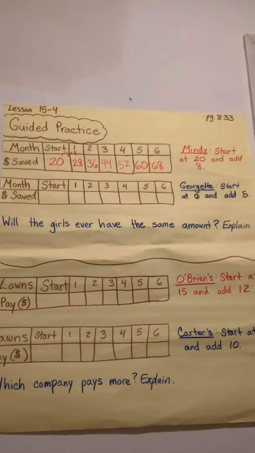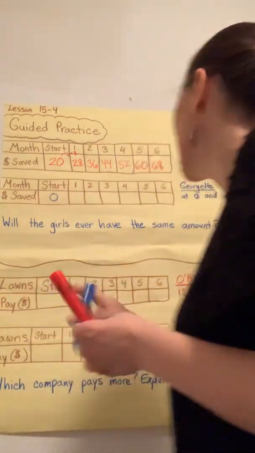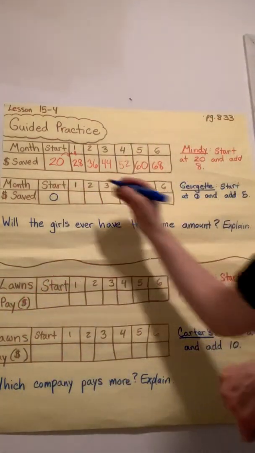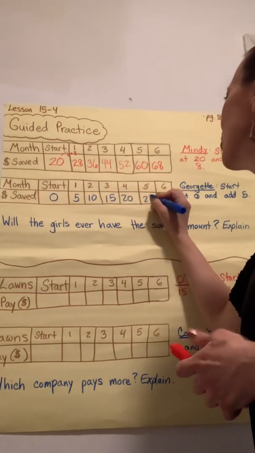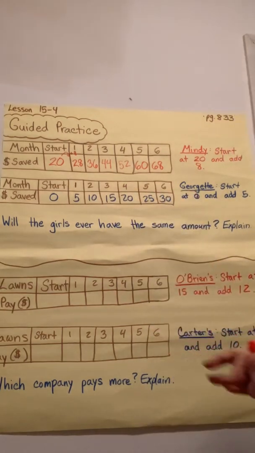Now, Georgette is a different situation. She is starting at 0. Okay. And I'm adding 5 each time. Well, this should be easy. 5, 10, 15, 20, 25, 30. So at the end of 6 months, it looks like Mindy has a lot more money. She has $68. Georgette has $30.